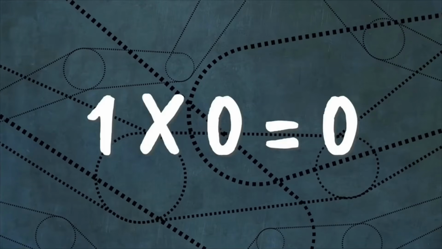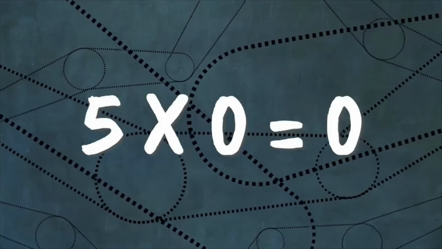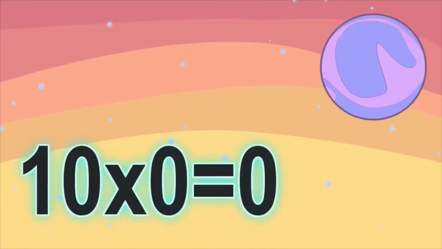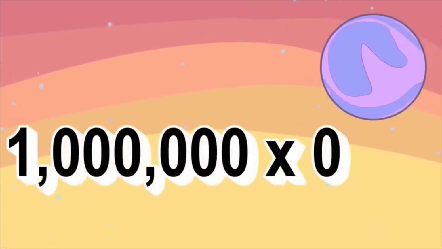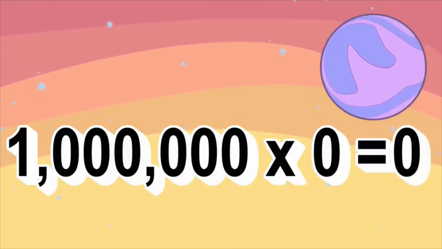1 times 0 equals 0. It's the number 1 0 times. 5 times 0 equals 0. It's the number 5 0 times. 10 times 0 equals 0. What is 1 million times 0? You got it, 0. Awesome job.